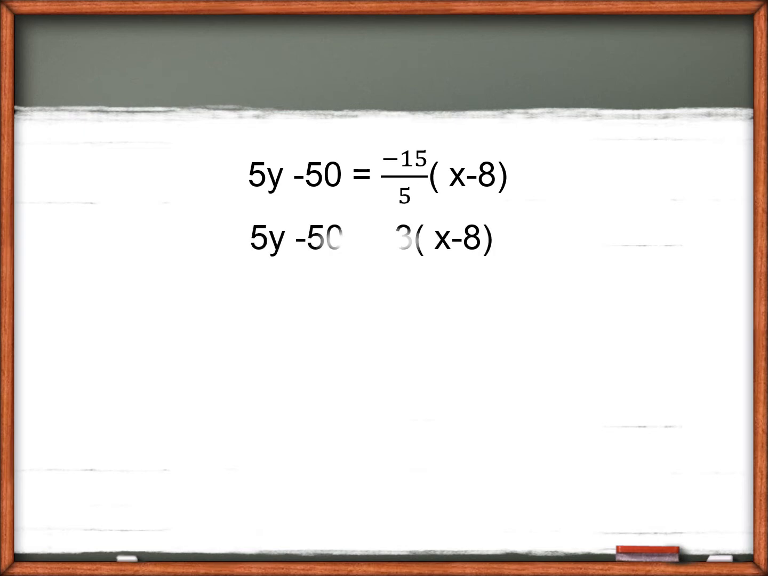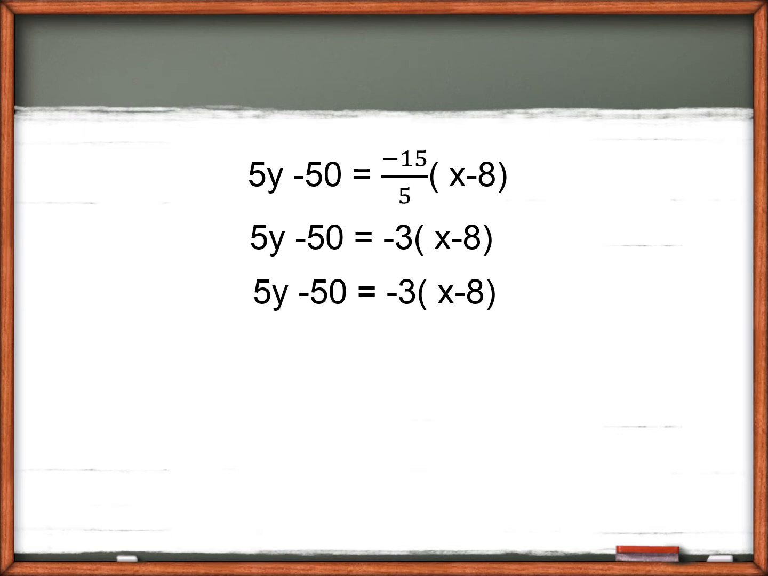And the result will become 5y minus 50 equals negative 15 over 5 quantity x minus 8. Simplifying the given equation further, we have 5y minus 50 equals negative 3 quantity x minus 8. Since there is a grouping symbol or a parenthesis on the right side of the equation, we need to remove that by distributing negative 3 inside the parenthesis.